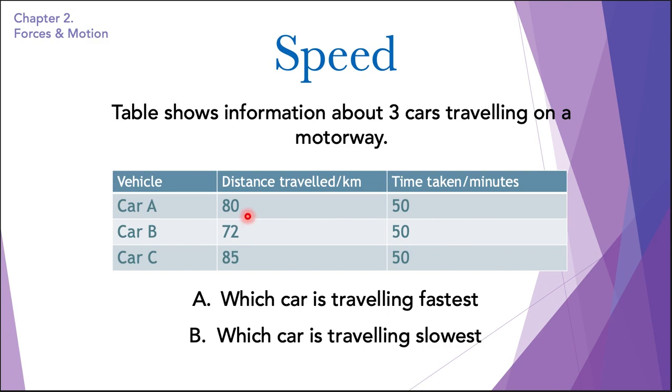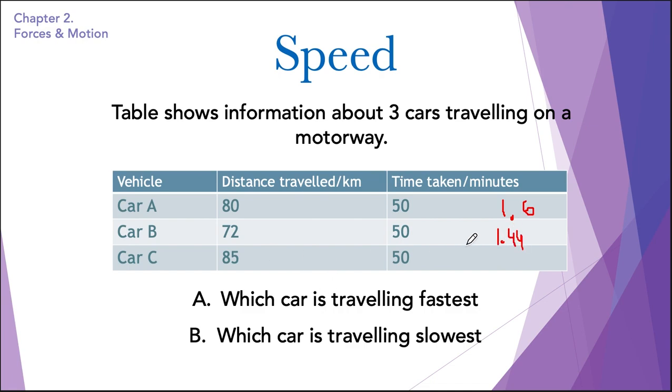So let's do this right now. 80 divided by 50 and we get 1.6. So 1.6 meters per second is the speed of car A. Now we're going to divide 72 by 50 to find the speed of car B. The speed of car B is 1.44 meters per second.